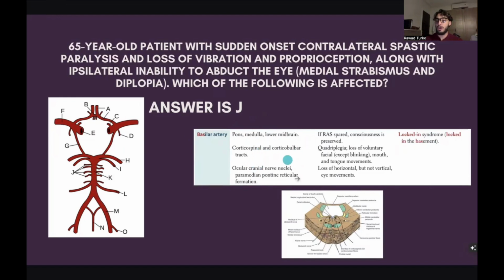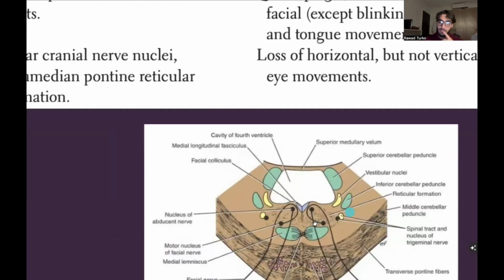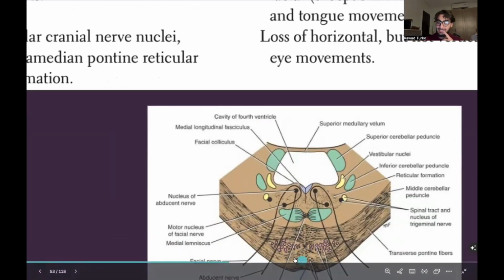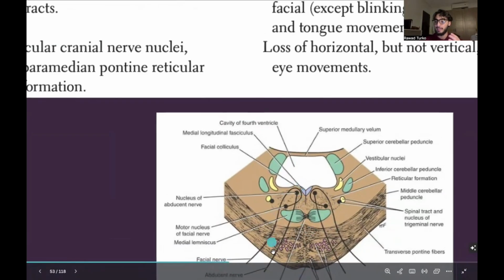So with the ocular nerve nuclei, you have loss of horizontal but not vertical eye movements. This is locked-in syndrome: quadriplegia, and loss of voluntary facial, except blinking, mouth, and tongue movements. It involves the pons, the medulla, and the lower midbrain. If the reticular activating system or the reticular formation was spared, then consciousness would be preserved. Okay, so again, imagine the basilar artery would be supplying all of this, whereas the paramedian branches would just be supplying this section, for example, just the right section.